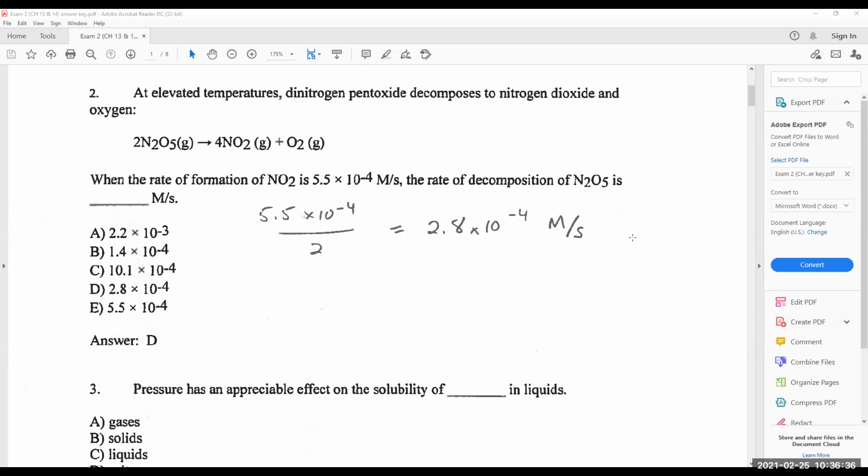The key here was using that stoichiometry in the equation to see that 4 moles of NO2 are formed from 2 moles of N2O5. So to understand that rate of decomposition of N2O5, you needed to take that ratio into account. And so what you would do is you would take the rate of formation of NO2 and divide it by 2 and get a value of 2.8 times 10 to the minus 4.